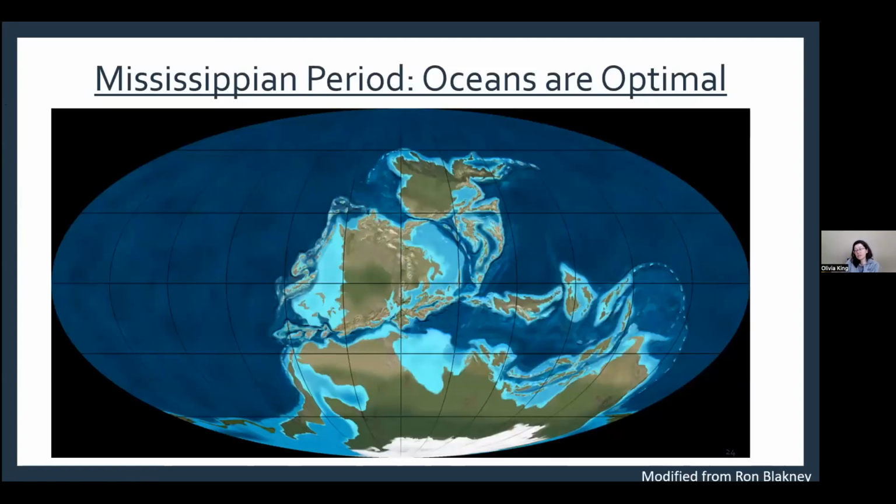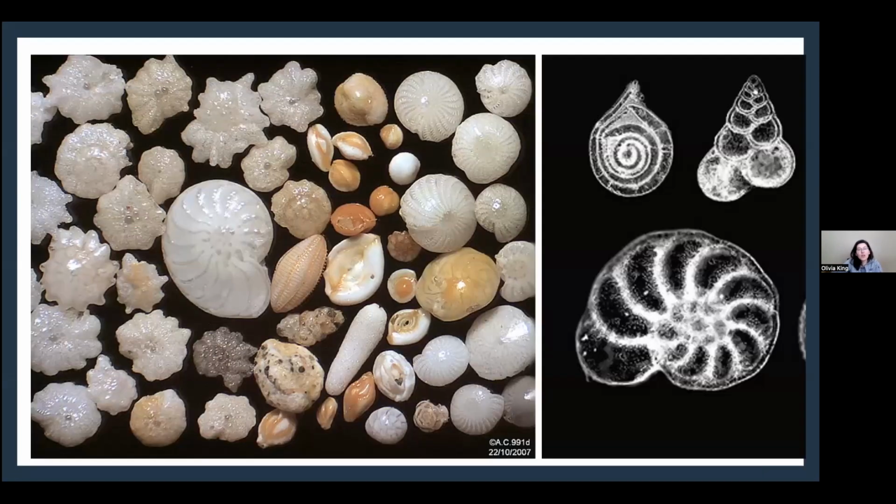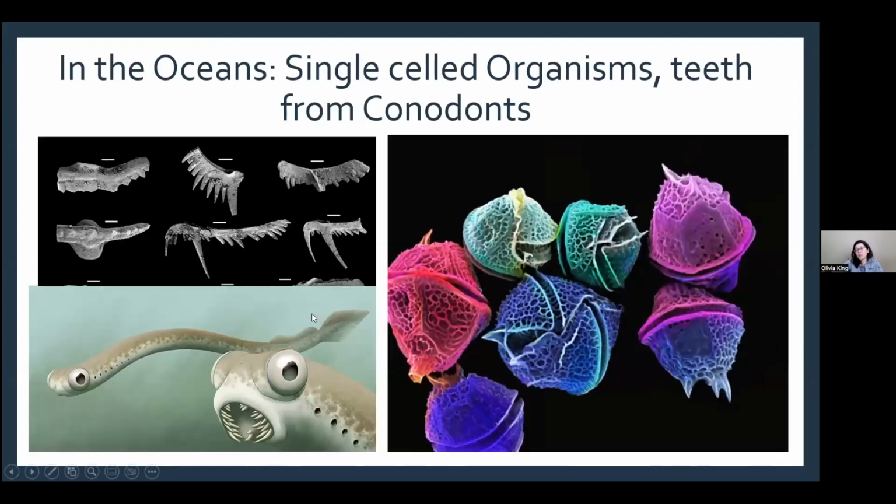In the Mississippian period, the age group I'm looking at, oceans are optimal. This is what the Mississippian would have looked like about 350 million years ago, and we would have been located in the tropical zone, basically around the equator. But again, oceans are optimal. So what are we usually looking for? Something small, sand grain size, either shells or single-celled organisms such as dinoflagellates, or teeth from conodonts, these very tiny worms that have very detailed teeth, and these are on the micron scale.